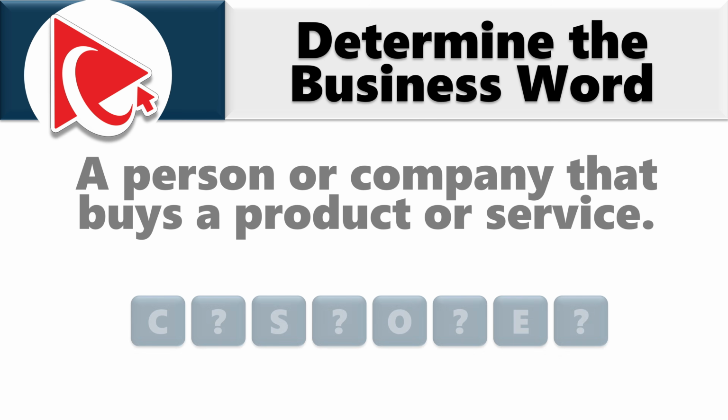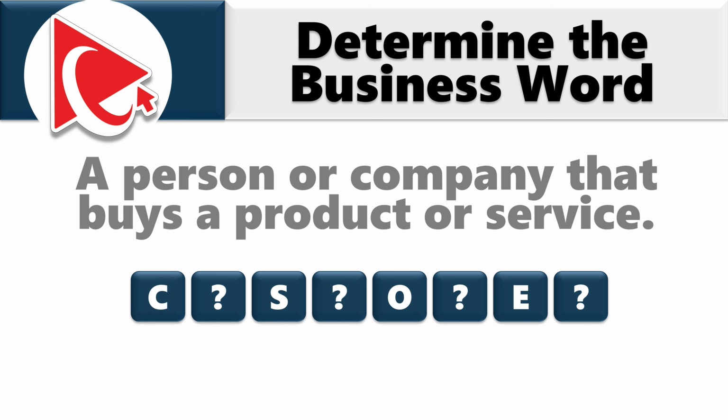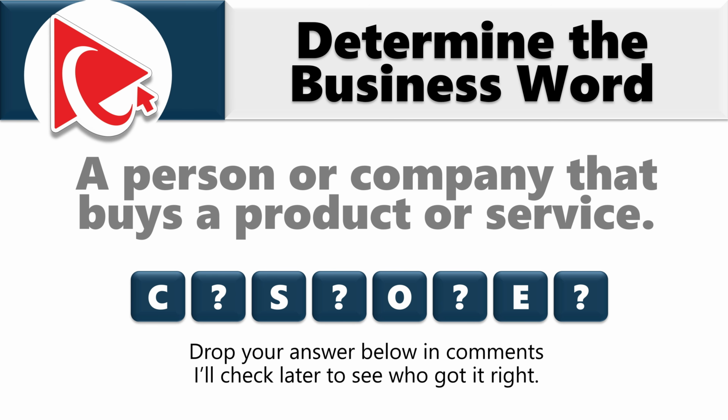For this question, look at the description first. A person or company that buys a product or service. And you have letters present C, S, O, and E. You have 7 seconds to think about the answer. Time's up. Did you solve it? Post your answer in comments and I'll come back to check and grade your response.